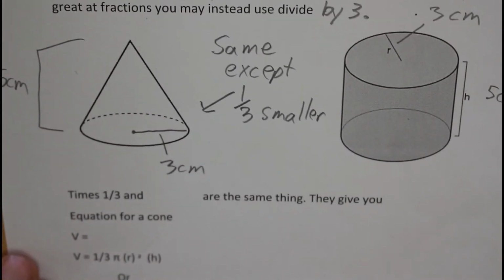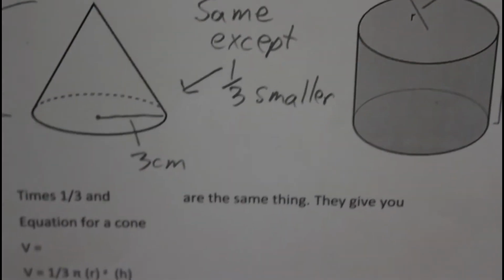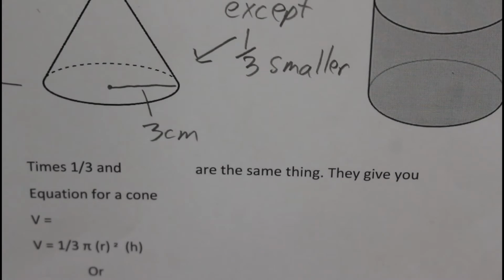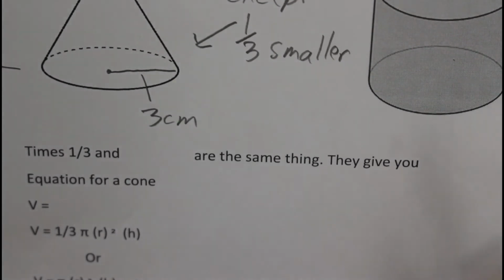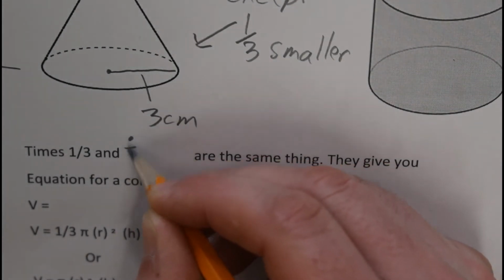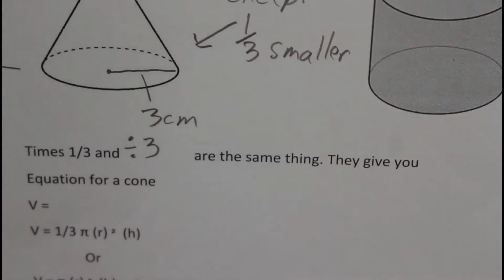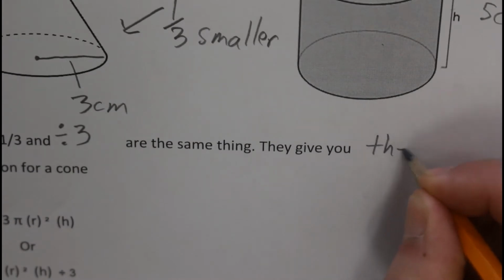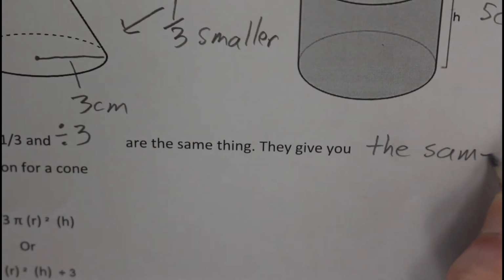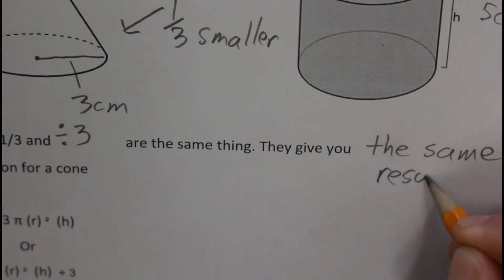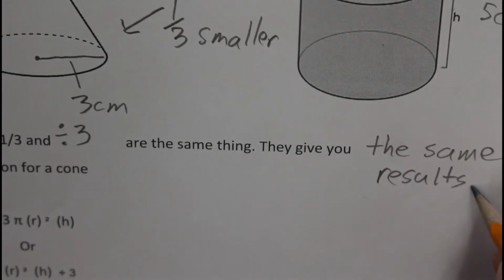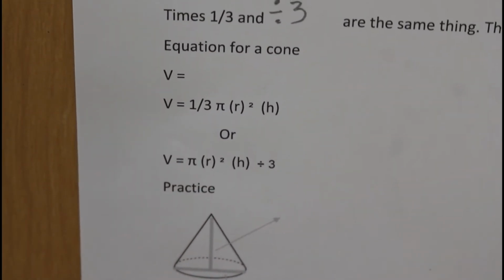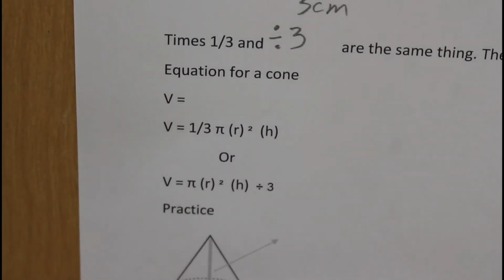So just a reminder, I'll zoom in here. Times 1/3 and divide by 3 are the same thing. Same, but different. They give you the same results. So just know 1/3 is the same as divided by 3.